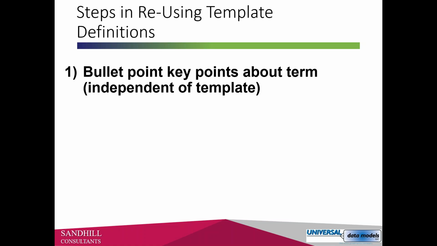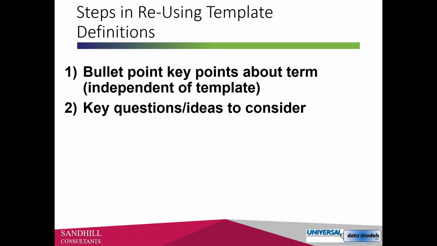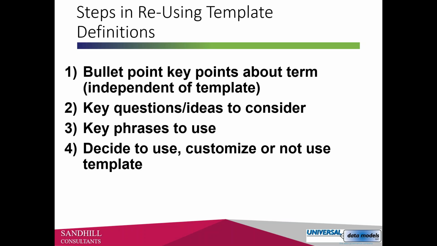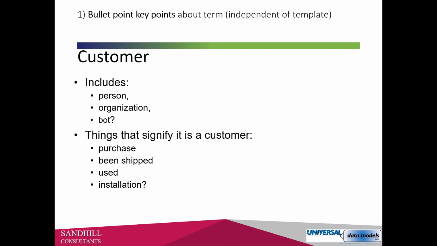Now, what do I do? We have a 5-step process. So first think about key points, then think about what are some key questions with a customer? What are some key phrases? Then we say, can you use this template or not use it or customize it? Finally, craft the definition. So for instance, in customer, here's the key points bullet. It includes person, organization. Can a bot be a customer? If a bot buys online, is that a customer? If it's a customer, they've purchased or been shipped or used, what about if they are in charge of the installation? Are they a customer?